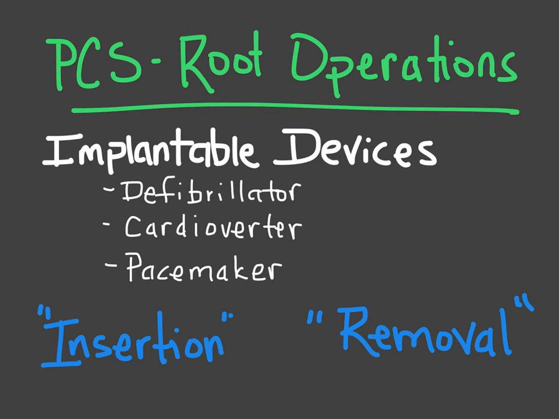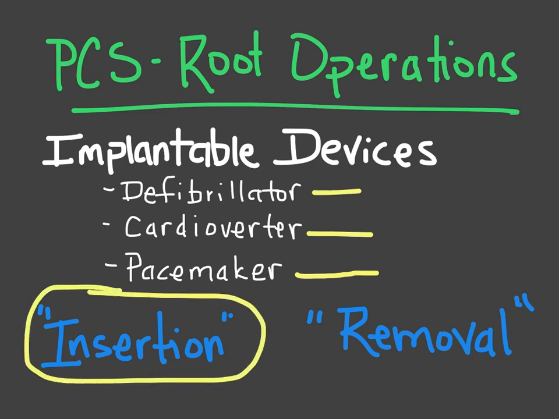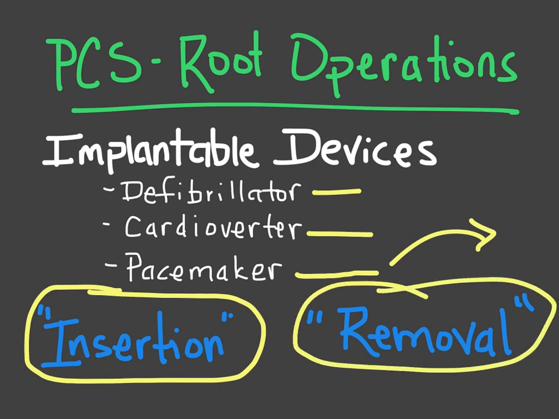Often in this chapter, you will see documentation about implantable devices. So the physician is implanting within the body a device such as a defibrillator, a cardioverter, perhaps a pacemaker. And know that when the physician is inserting one of these devices, it is coded to the root operation term of insertion. If there is a procedure where they are taking out that device, then it will be coded to the root operation of removal.